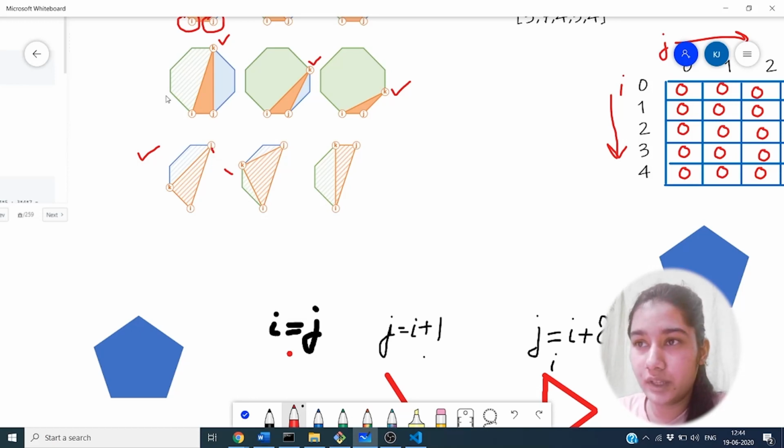Now we need to initialize the value of j accordingly. First we are going to initialize the value of j with i plus 1, then j with i plus 2. If we initialize the value of j with i plus 1, then there can be no possible value of k, so we are going to reject that case. Then j equals i plus 2. In this condition, the only possible value of k is this, and hence this is forming a triangle like this.